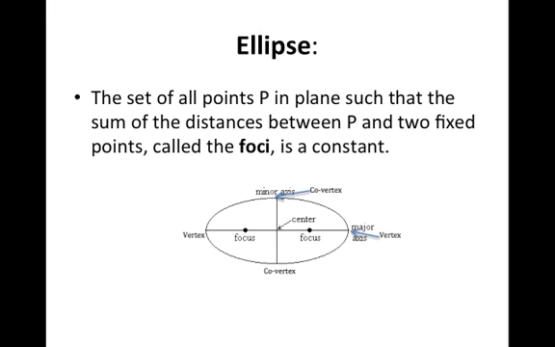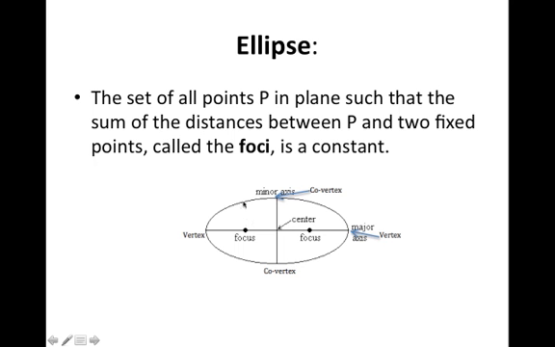An ellipse is a set of all points P in a plane, so we're talking about a two-dimensional figure, that the sum, so we'll be adding two things together, of the distances between P, any point on the ellipse, and two fixed points called the foci is a constant. Now, foci is the plural of focus. So we don't have just one focus, we've got two of them, and so we call them foci. In this particular ellipse, there's a left focus and a right focus.